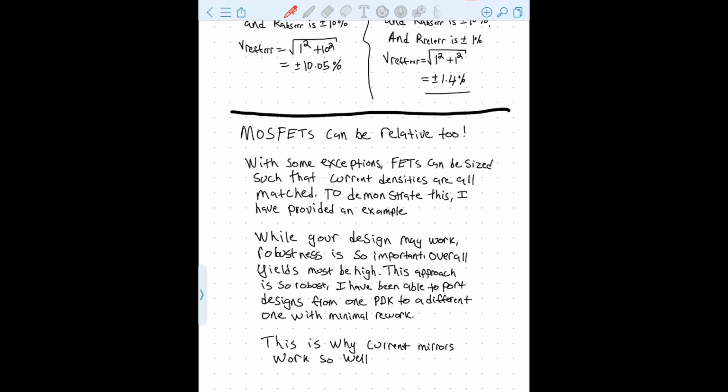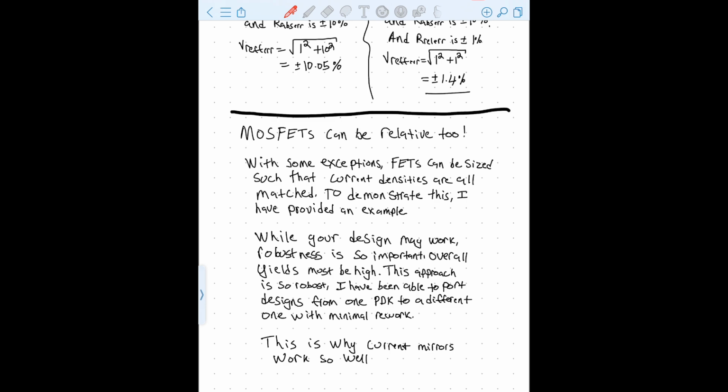And with this in mind, the FETs that you use within your design should all be sized for some ratioed parameter. And of course, there are always going to be exceptions to this, but in general, what I have found to be most useful is to create a unit transistor and scale it up based on how much current is flowing through it. And that basically will result in a device with uniform current density. And that device is going to match very well.